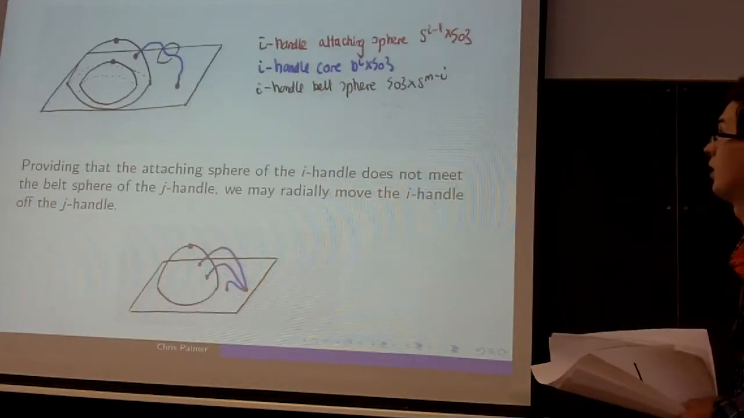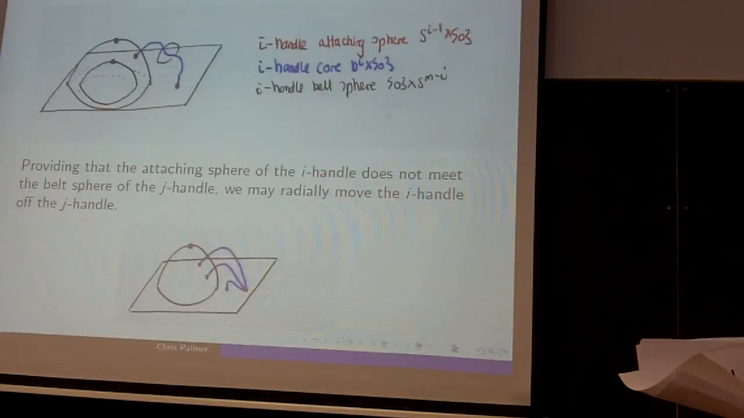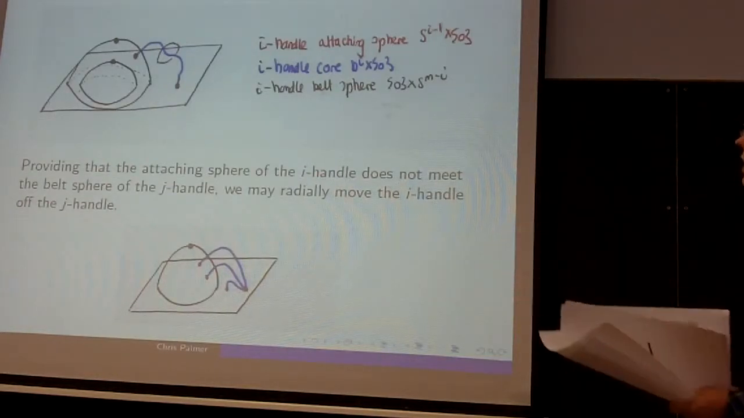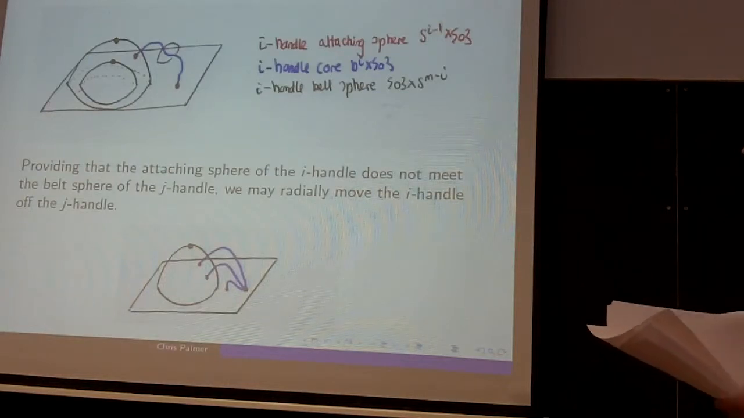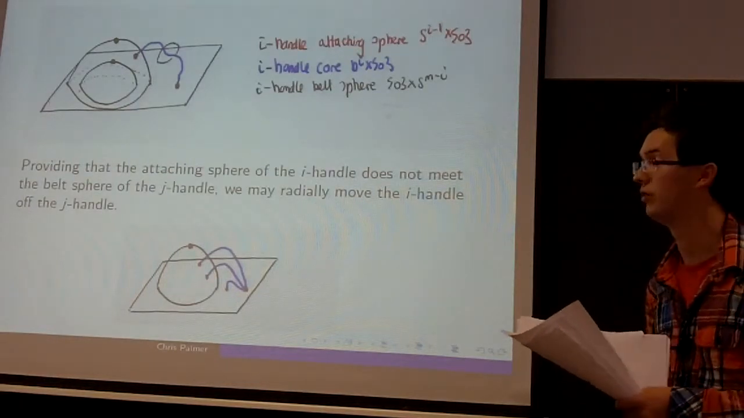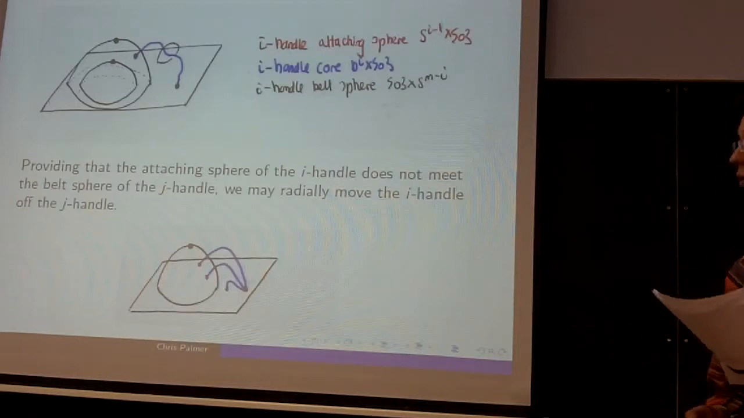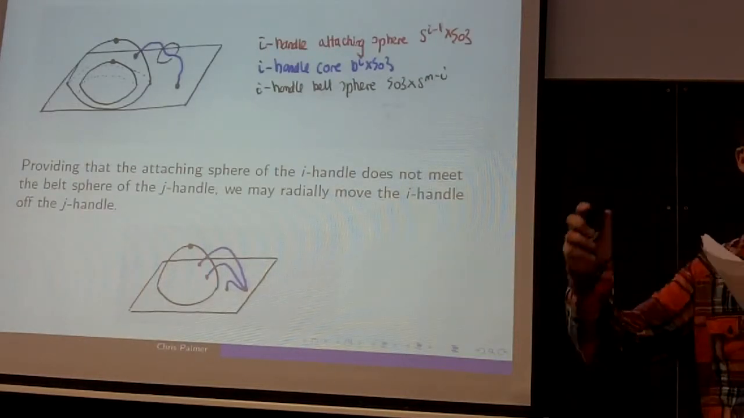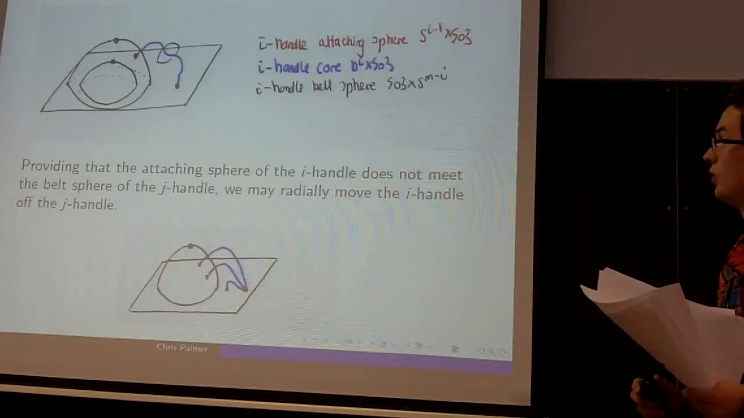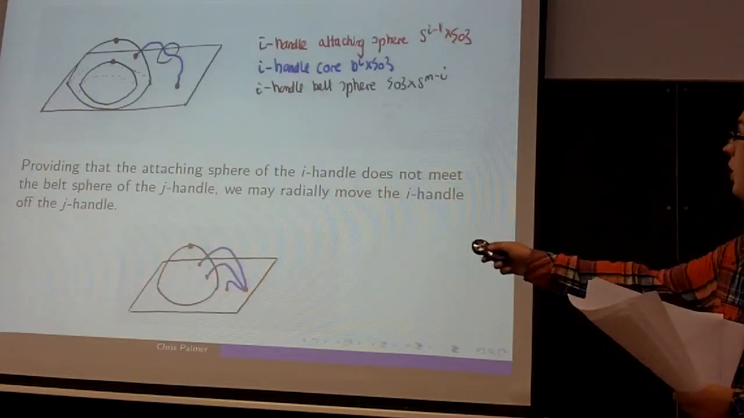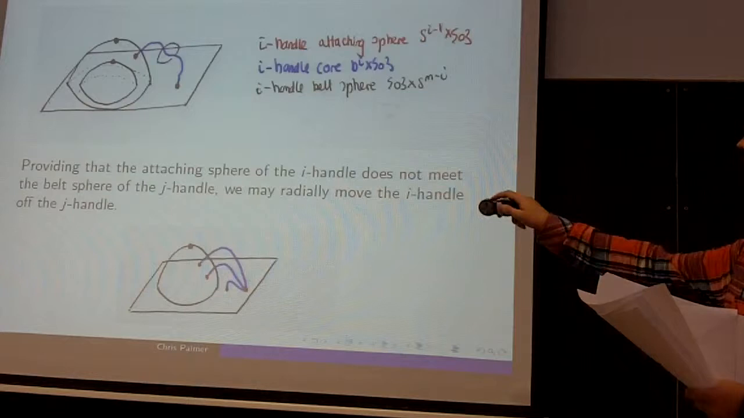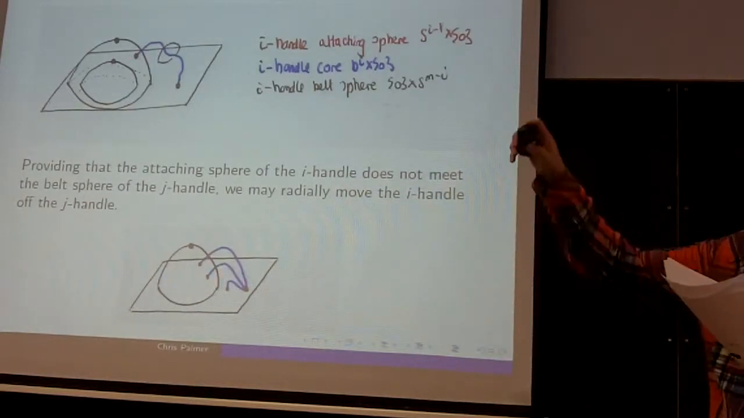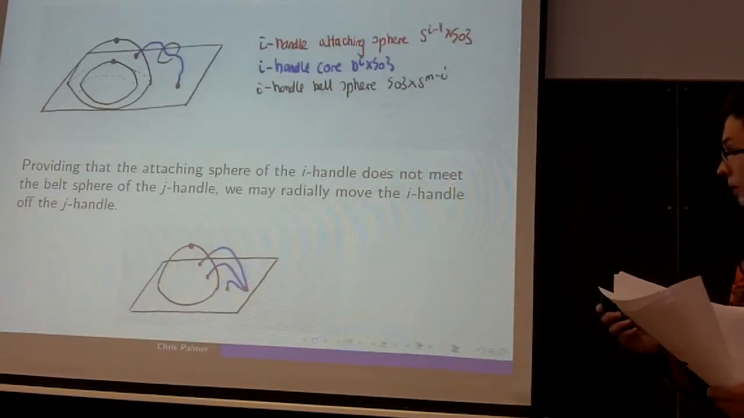So here we have another diagram showing the I handle with the core, the belt sphere, and the attaching sphere. You can show that, providing that the attaching sphere of the I handle doesn't meet the belt sphere of the J handle, you can radially push off the I handle off the J handle. So you've shown this in terms of the attaching sphere and the core sphere being smoothly moved off.